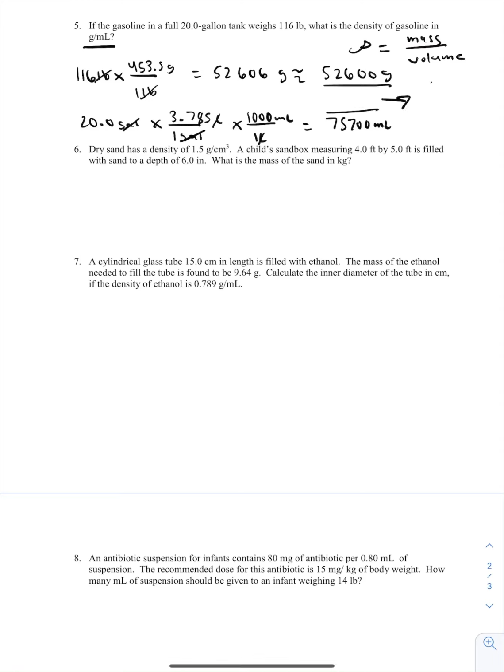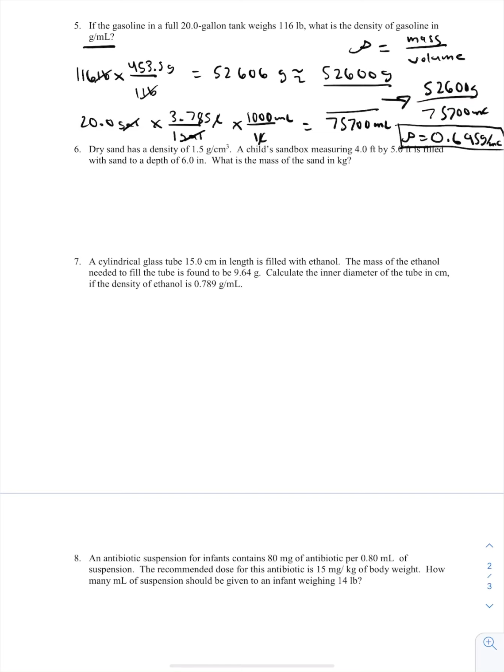Now that I have my components ready, I have my grams and I have my milliliters, I'm simply going to divide the two, because density is mass per volume. So if I divide 52,606 by 75,700, I get a density of 0.6949. But in this case, I have to report 3 sig figs, so it's going to be 0.695, and that's in grams per milliliter, the units.